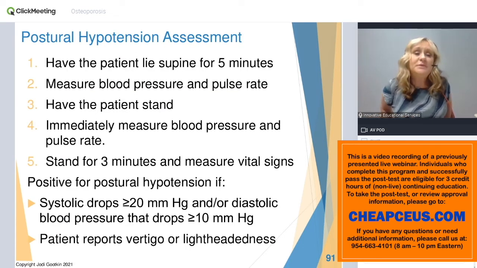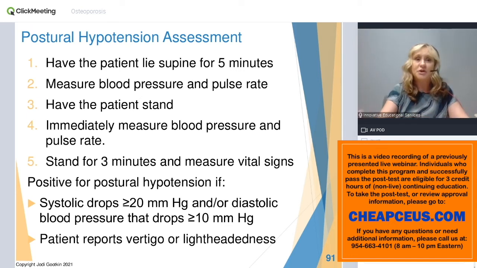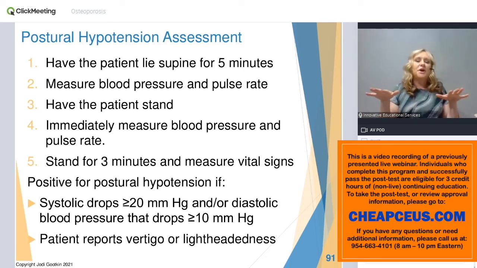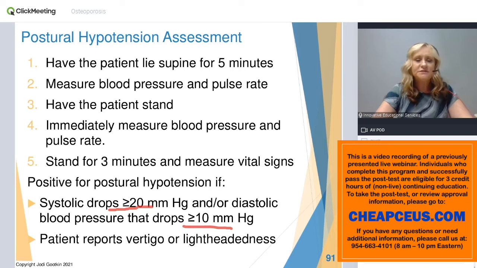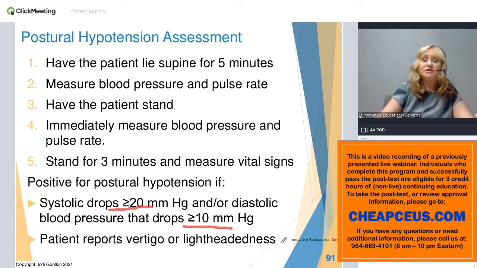Orthostatic or postural hypotension is something we want to assess our patients for to see if they are getting dizzy when they first get up. We want to try and limit those falls for them. It may predispose them. So you're going to have your patient lie supine for 5 minutes, check blood pressure and pulse rate, have them stand, get that immediate measure, follow them after 3 minutes. If that systolic drops greater than 20 millimeters of mercury or the diastolic drops greater than 10, that individual may be presenting with postural hypotension that's associated with that vertigo and that dizziness, and we do need to follow up with the physician on.